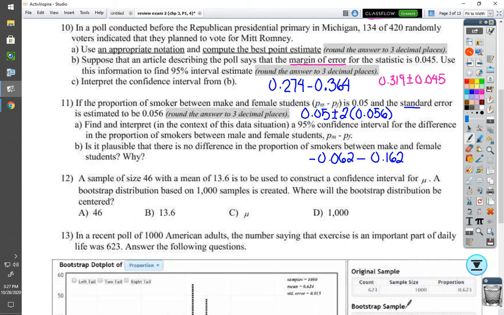Is it plausible there is no difference in the proportion between smokers and male and female? Well, remember what it means to be no difference. No difference indicates a zero value. The question is, is zero inside of this interval? And the answer is yes. So for the reason I just stated, yes, it is plausible.